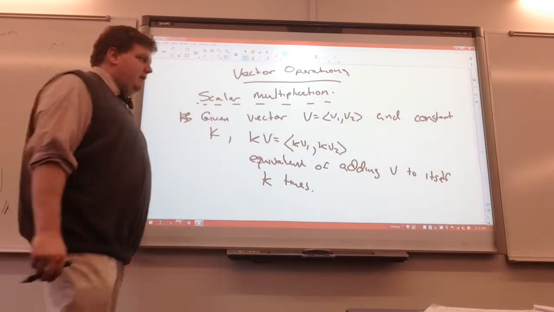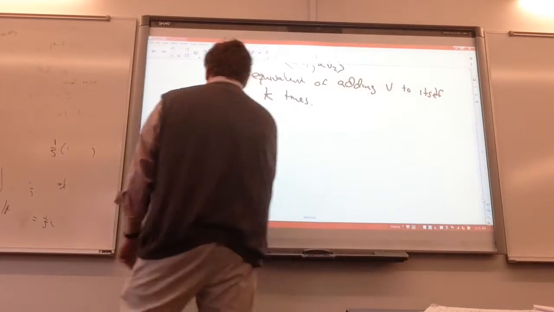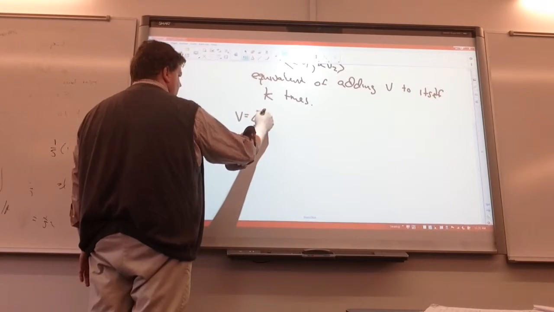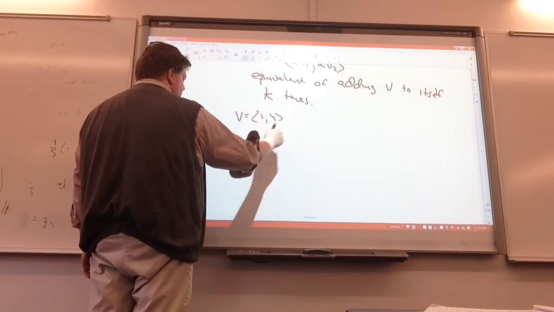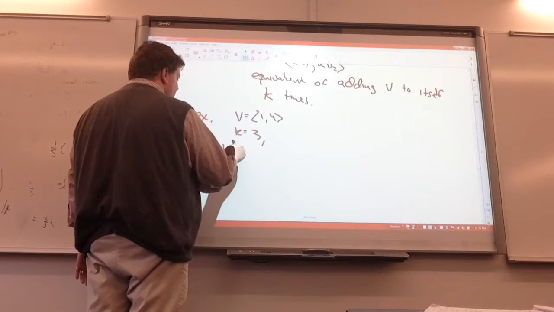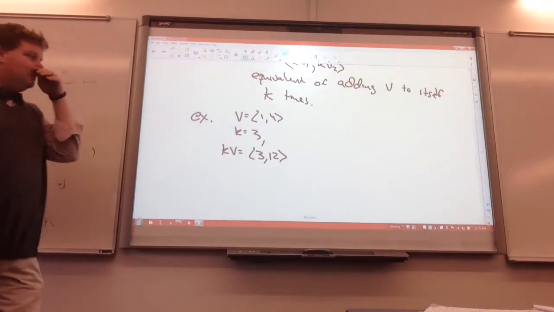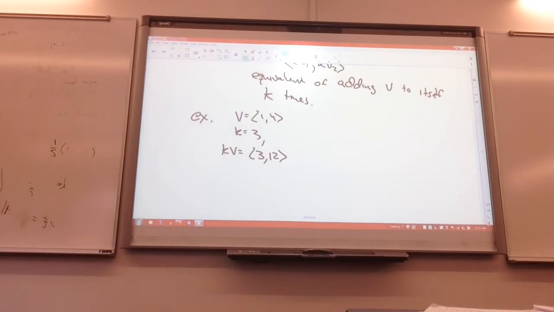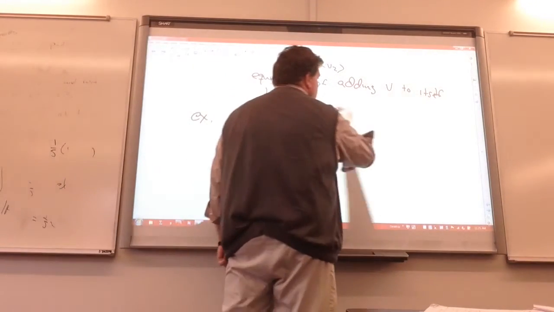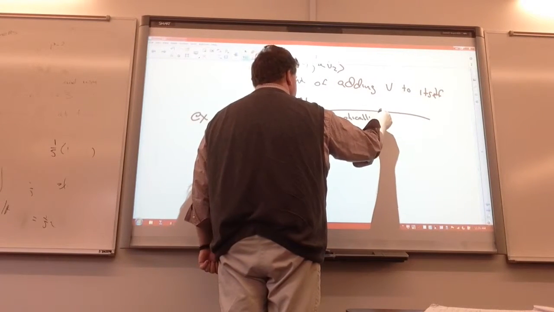So an example with numbers, and we'll do an example graphically as well. Let's say v was the vector (1, 4), and k was 3, then kv would be (3, 12): 3 times 1, 3 times 4, just like that. Graphically, it just extends it out.